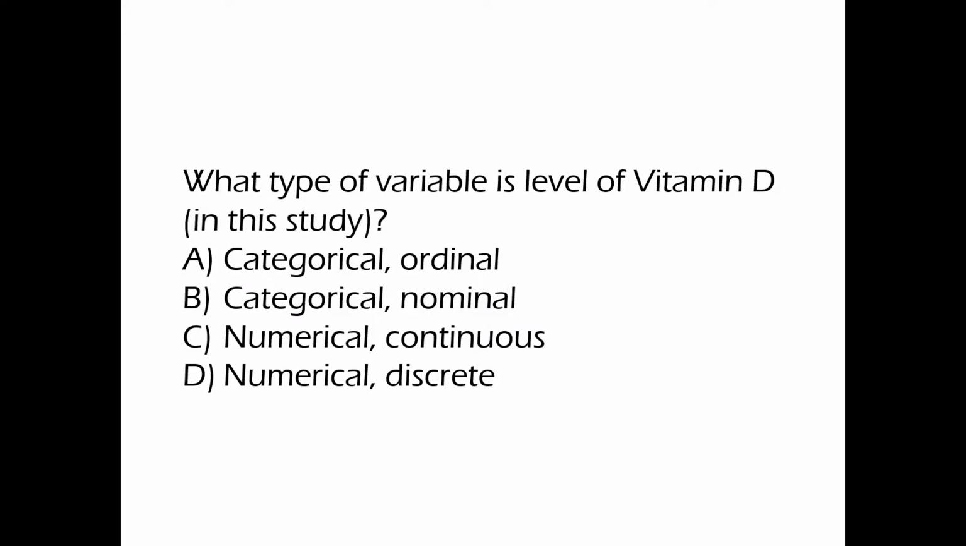Next, let's determine the type of variable for the vitamin D level. You can pause here and choose your answer. The correct answer is C. The vitamin D level is a continuous numerical variable because the level of vitamin D in the human body can be any numerical value.